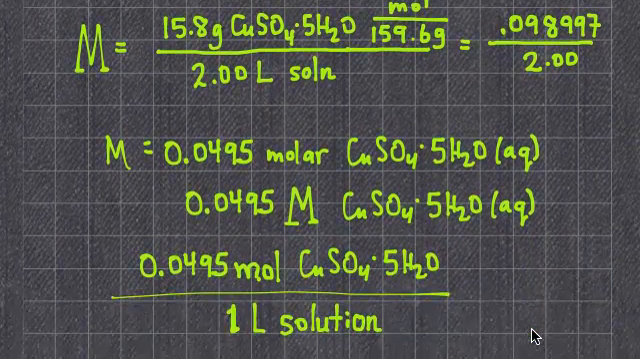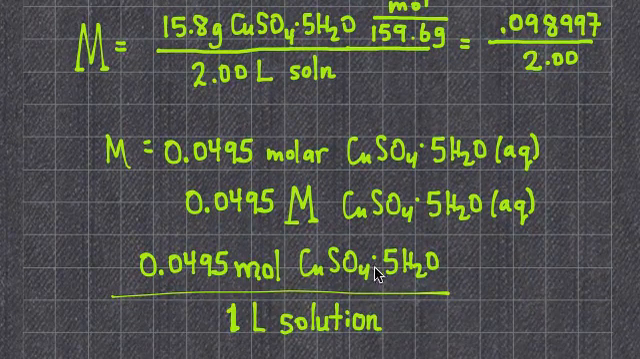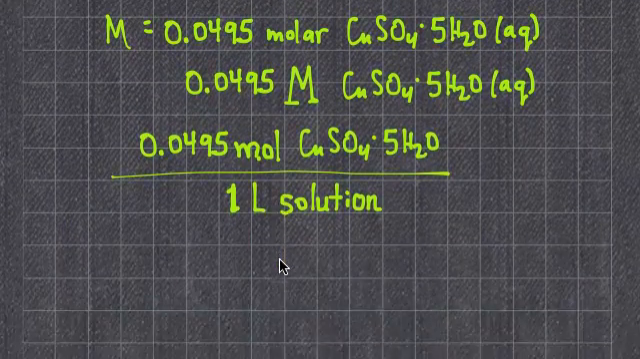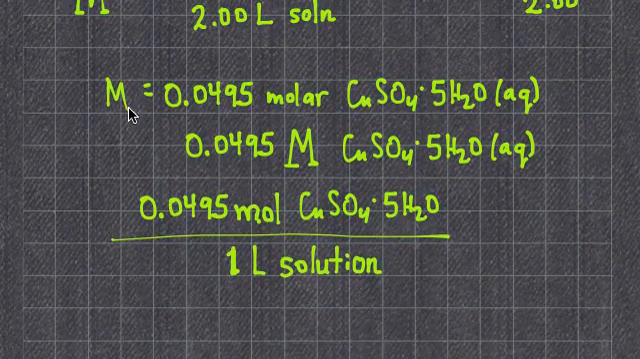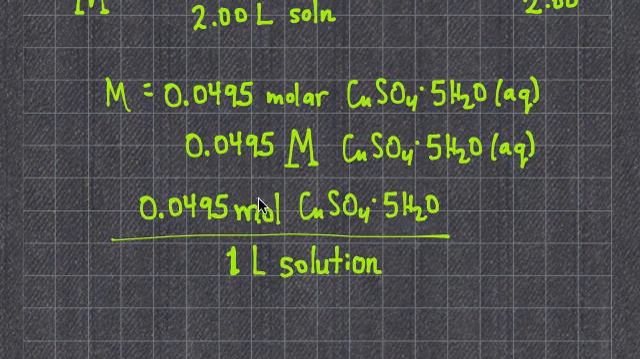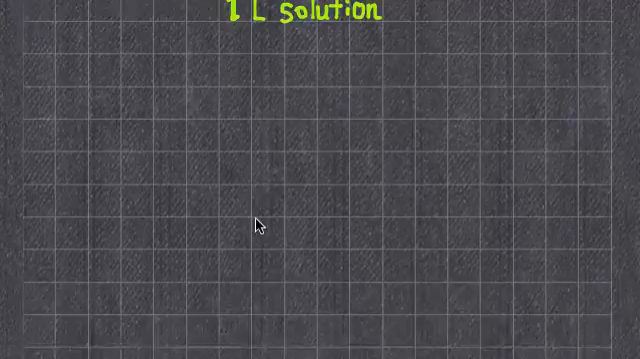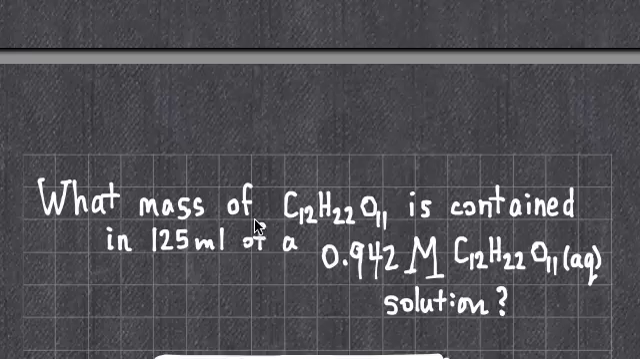Another way to say it would be 0.0495 moles of copper sulfate pentahydrate per liter of solution. Even though I did have 2 liters total, I guess that would be twice that number of moles of copper sulfate pentahydrate total. But the most important question is, what's the concentration? How much per liter of solution do I have of that solute?